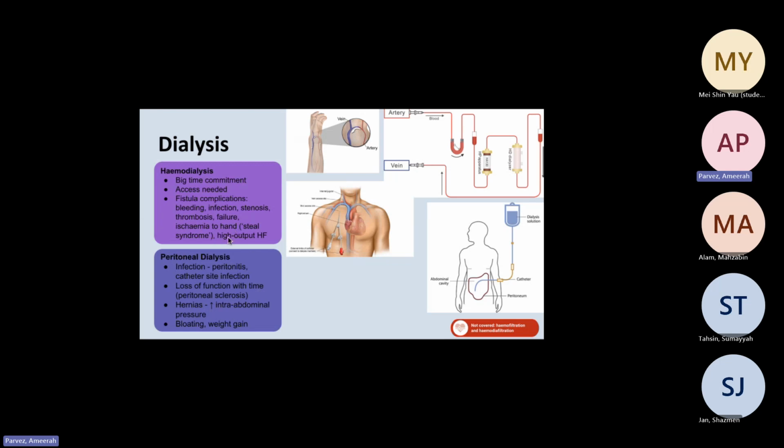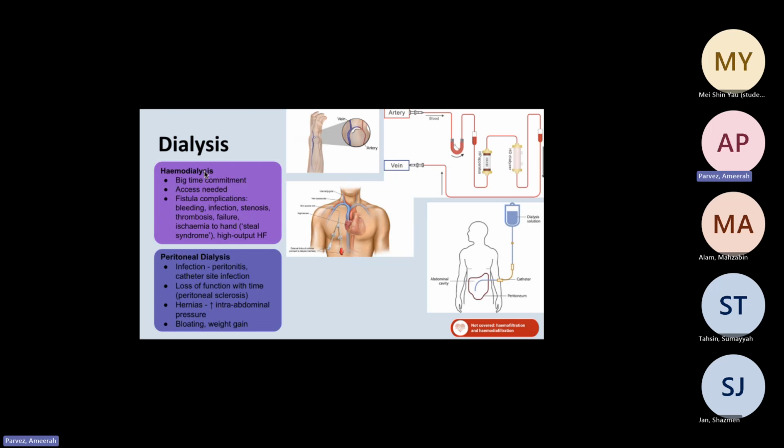On the other hand, high output heart failure is because the blood is flowing very quickly from the arterial side to the venous system through this fistula, and so there's a much quicker return back to the heart, which increases preload. And so this then leads to hypertrophy of the muscle and ultimately heart failure over time.